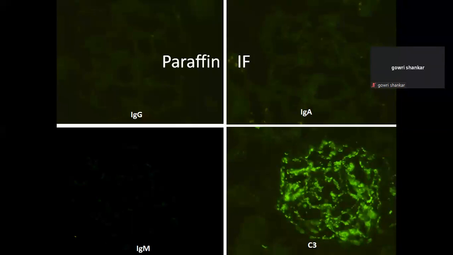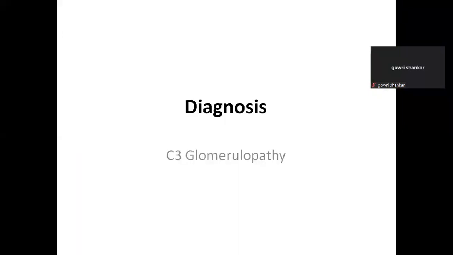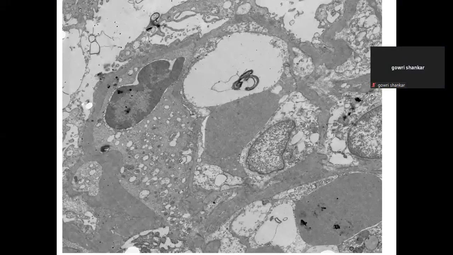Okay, so then it becomes an entity with masked IgG deposit. But in this case, there was no masking of IgG deposits. Even in paraffin immunofluorescence, there was only C3 which was deposited. So you have to remember this important point that C3 glomerulopathy is not a disease of the elderly population. So this is C3 glomerulopathy, and we did electron microscopy.